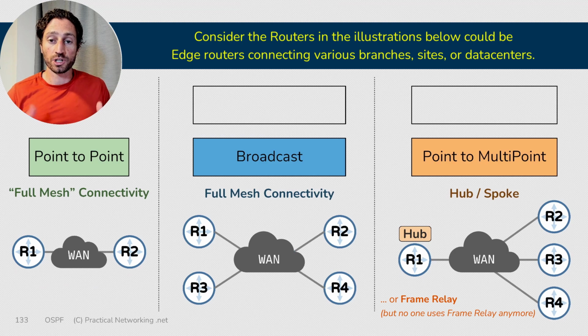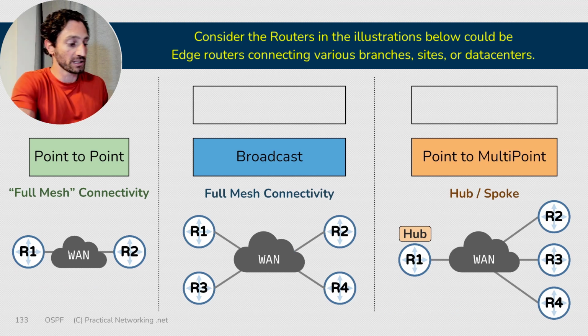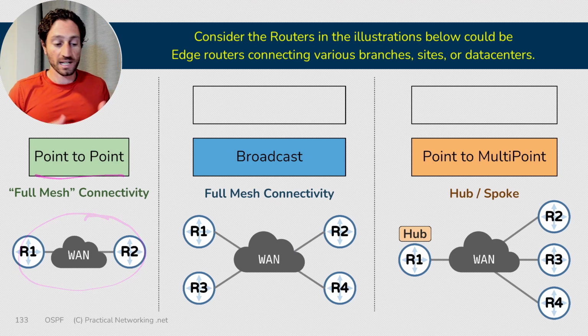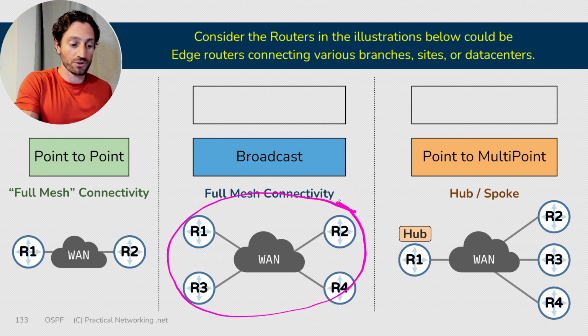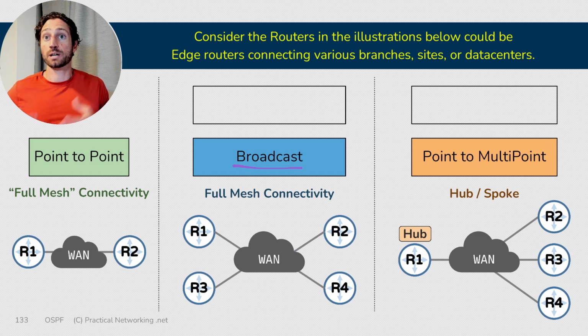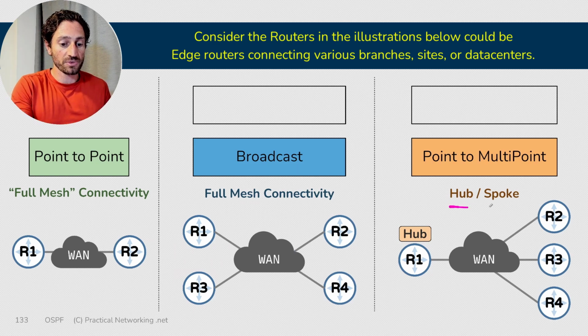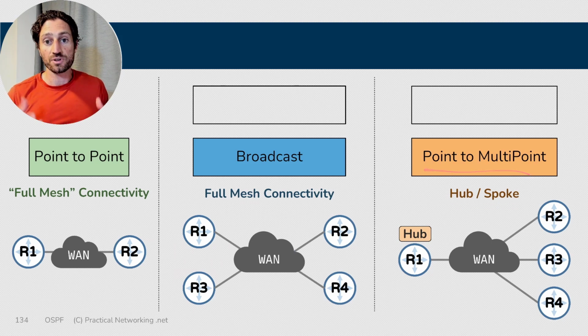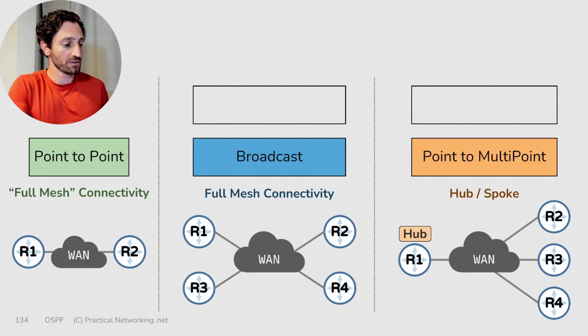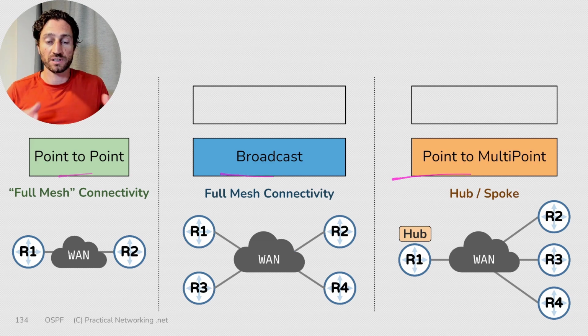One way or another, what you have to remember is that whatever WAN technology you're using, if it makes it look like you have two routers directly connected to each other, you have a point-to-point WAN. And if it makes it look like you have a bunch of routers that all have full mesh connectivity to each other, you have a broadcast OSPF network type WAN. And if you're doing something like a hub and spoke, then you're using point-to-multipoint networks. That's where these OSPF network types mostly come into play. It's more to do with the WAN than the LAN. So that takes care of telling you about the three different OSPF network types.